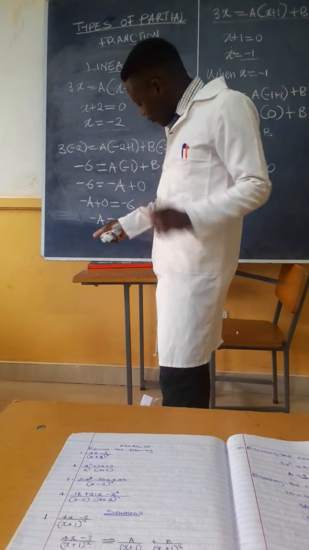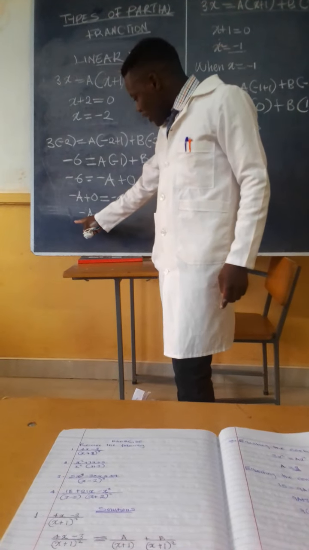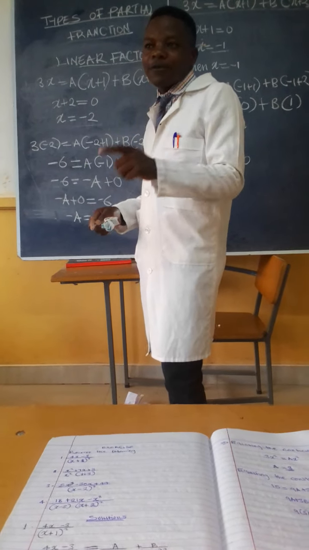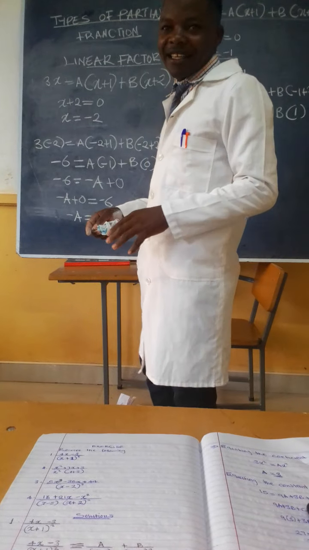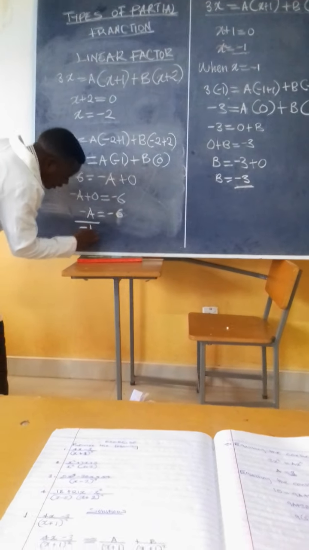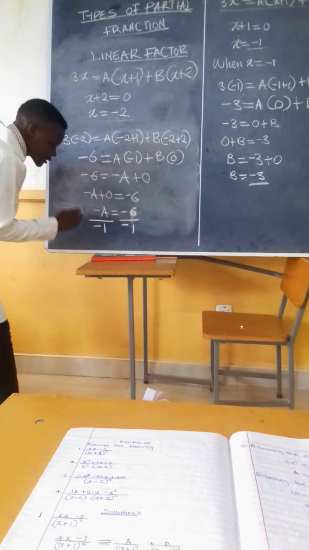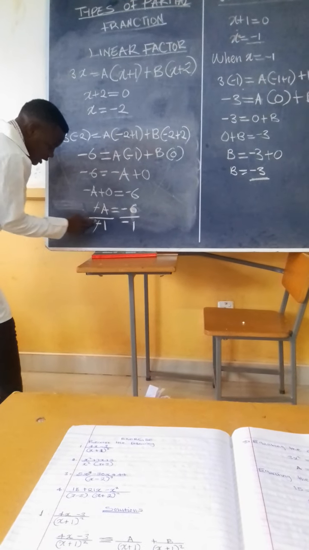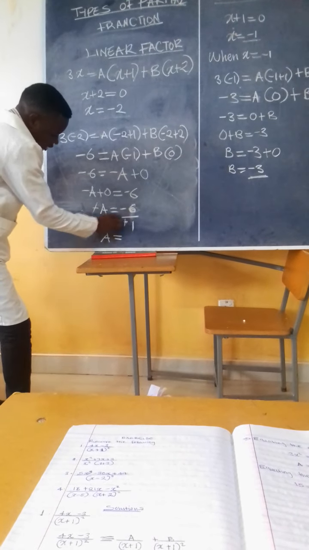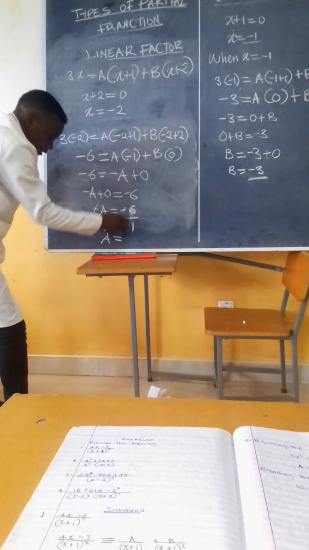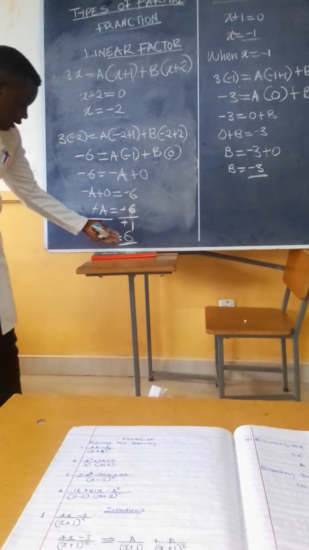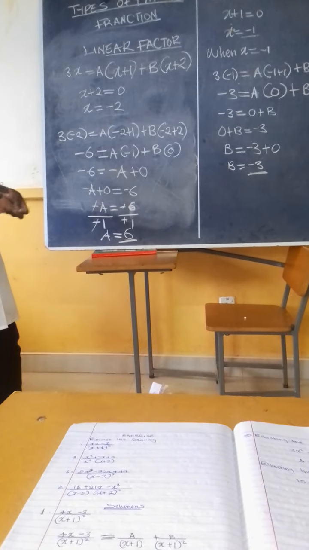Since we are finding the value of a, not negative a, we're going to divide both sides by negative 1, so that we remove the negative and remain with a positive a. Divide by negative 1, both sides. Negative and negative will cancel. So a is equal to 6 over 1, the answer is positive 6. So a is equal to 6.